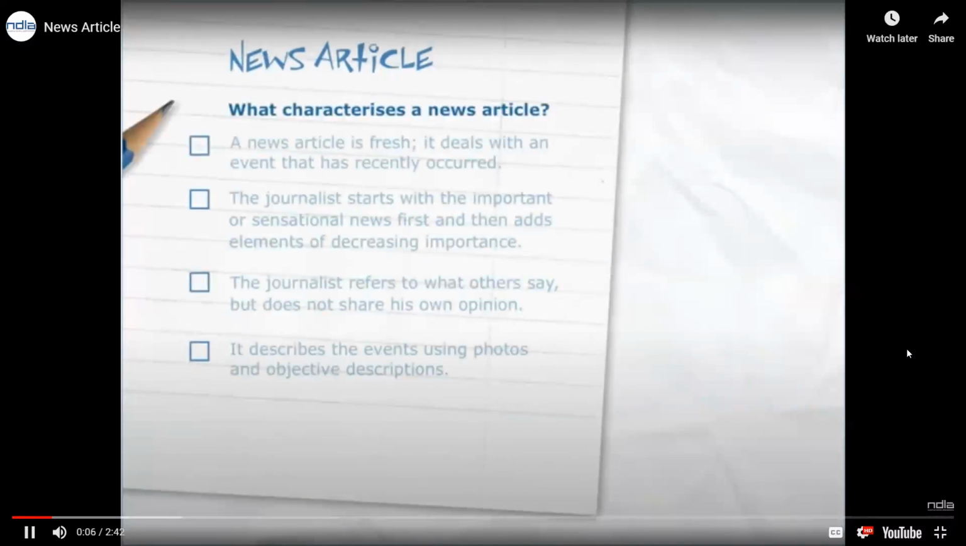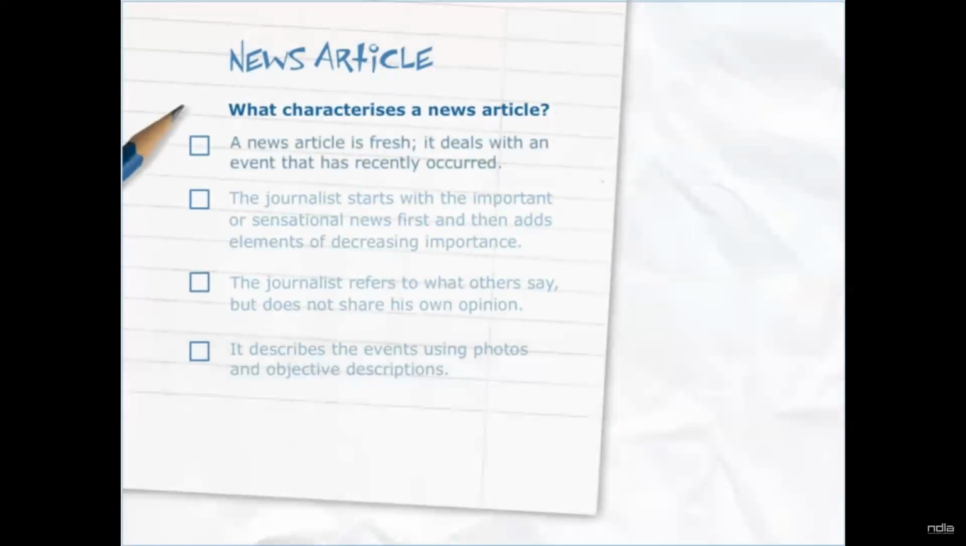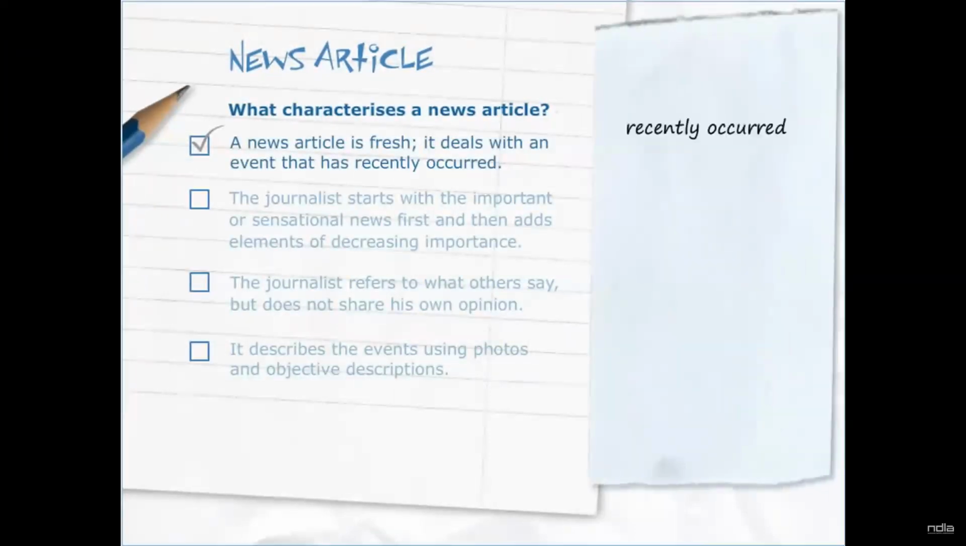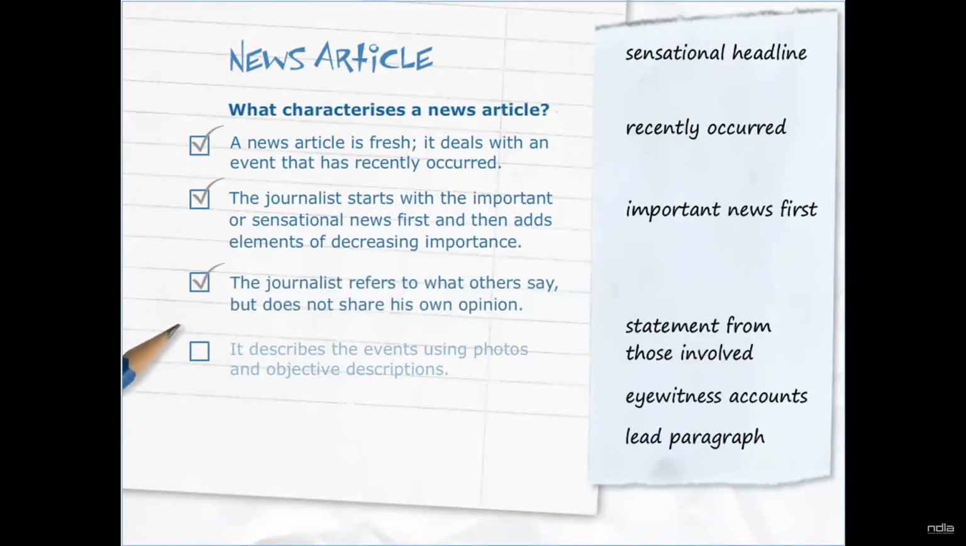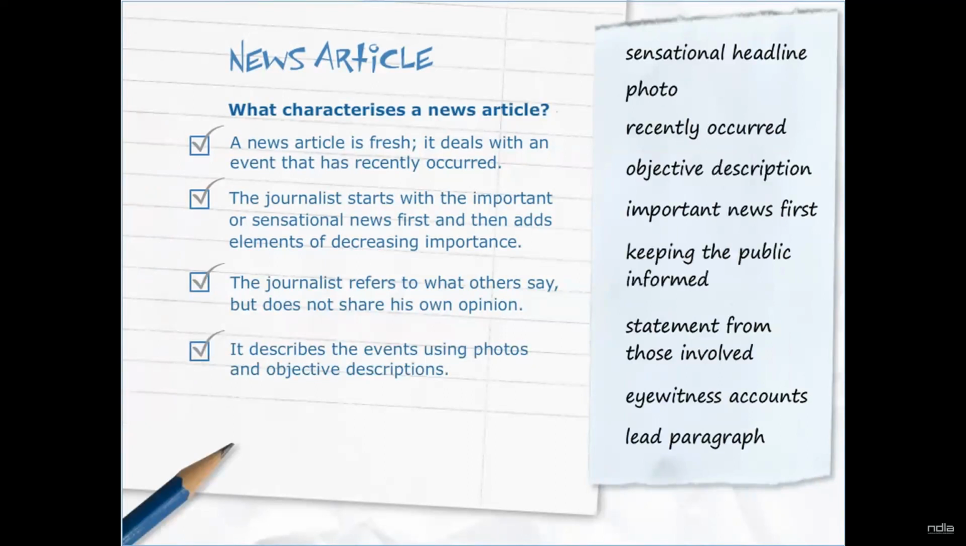What characterizes a news article? A news article is fresh. It deals with an event that has recently occurred. The journalist starts with the important or sensational news first, and then adds elements of decreasing importance. The journalist refers to what others say, but does not share his own opinion. It describes the events using photos and objective descriptions.